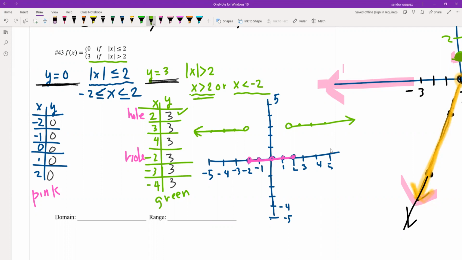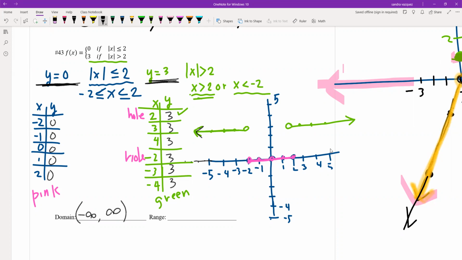Okay, now what's the domain? I gotta think of the lowest point on the graph, and you can see that the arrows here are telling me that it's going to continue forever. So then this will be -infinity. And then it never stops, so to infinity.